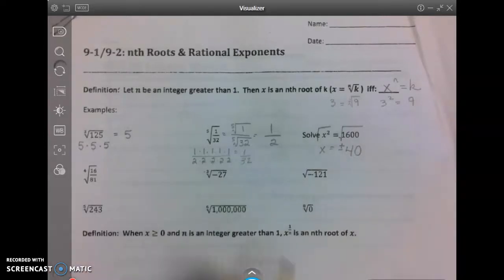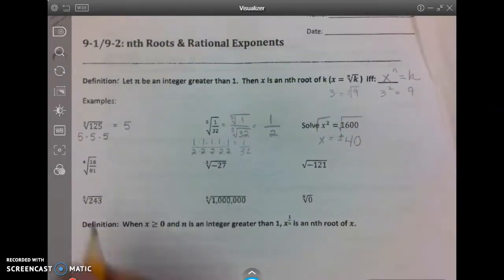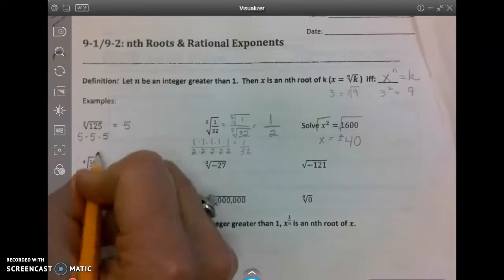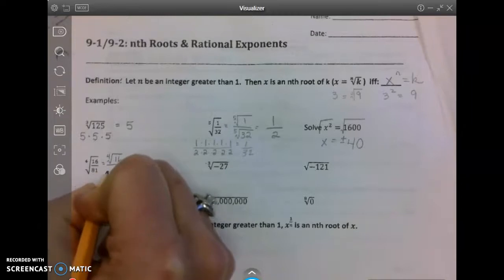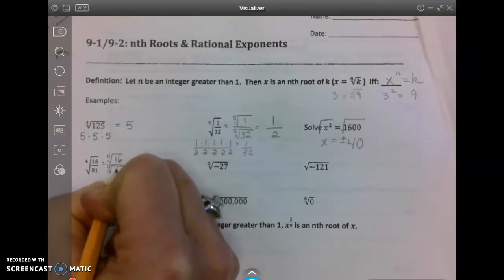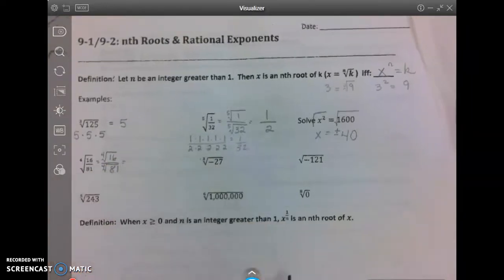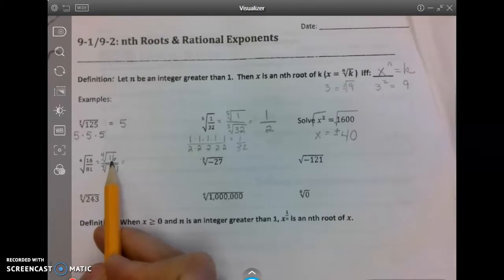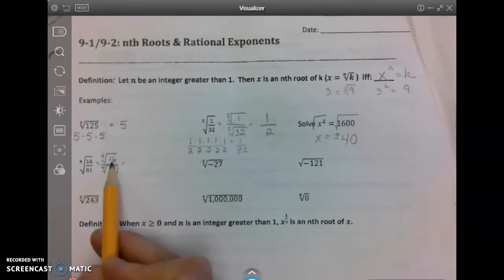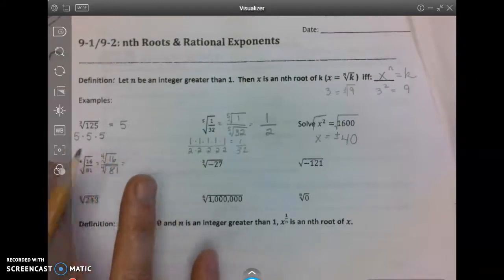So let's go to the next one. The fourth root of 16/81. So think of it as the fourth root of 16 divided by the fourth root of 81. So what number, when I multiply it by itself 4 times, gives me 16? Well, again, I always start off by trying my numbers. Like I said, most of my answers are going to be between 2 and 7.